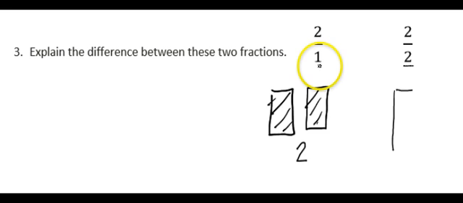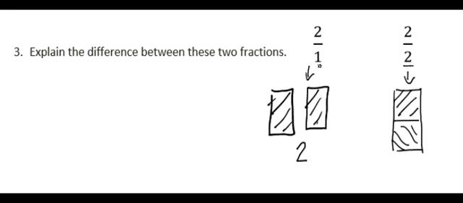The second fraction tells me that I have divided my whole into 2 equal pieces. So if I take my whole and divide it into 2 pieces, there are my halves. The numerator says I have 2 halves, so each piece is considered 1/2, and I have 2 of them. So you can see the difference between 2/1 and 2/2.